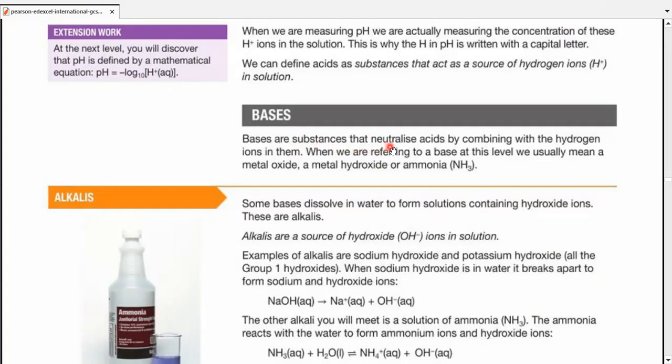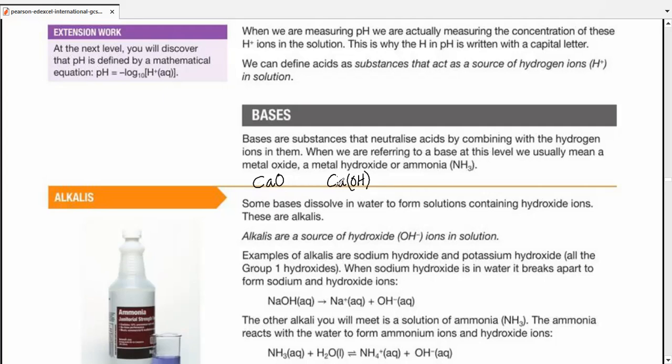Bases are substances that neutralize acids by combining with the hydrogen ions in them. When we are referring to a base at this level, we usually mean a metal oxide, maybe a metal hydroxide, or ammonia. All three of these categories actually can be considered as a base. For example, a metal oxide, calcium oxide, can be considered as a base, or calcium hydroxide, like this, can also be considered as a base, or ammonia.